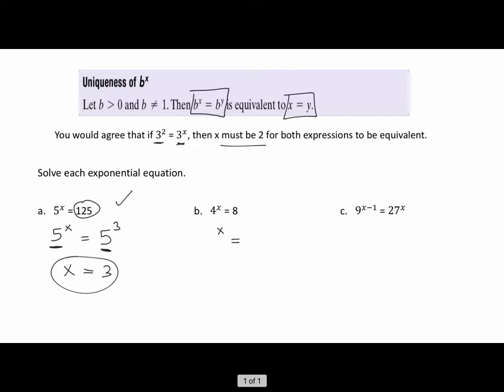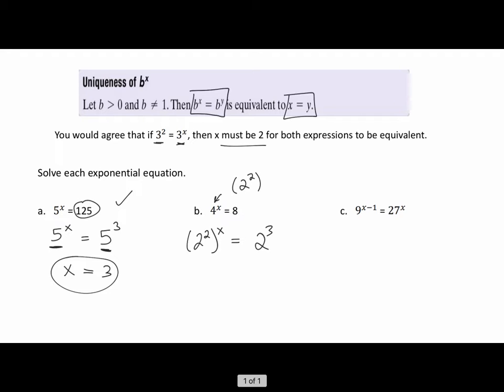Can we get a smaller base? Is 4 a smaller base raised to an exponent? Is there an equivalent expression for that? So how about 2? Can I write 4 as 2 to some power? Yeah, 4 is 2 squared, right? So instead of 4, I'll put 2 squared to the x. And then on the right side, I need to get a base 2 as well. So 2 to what power is 8? That would be the third power.